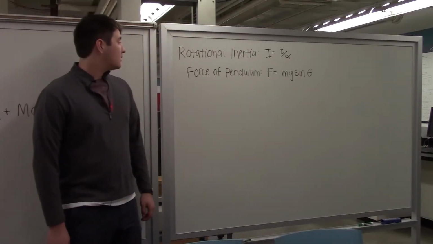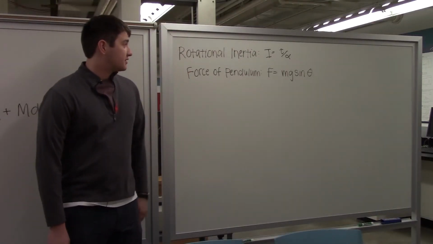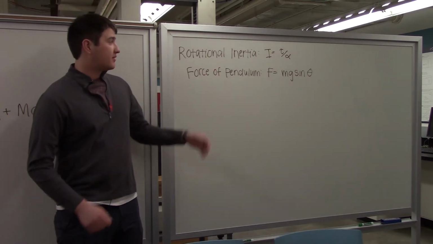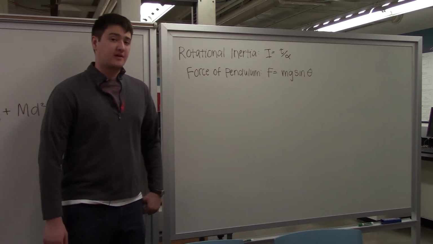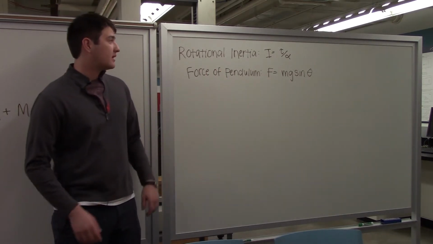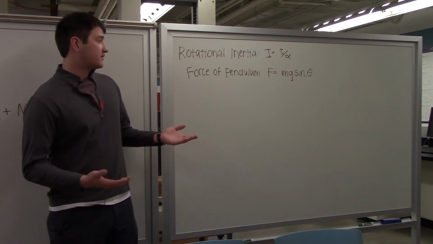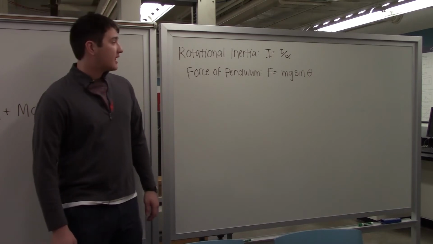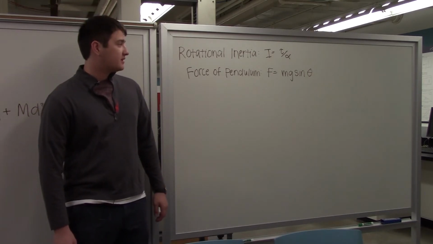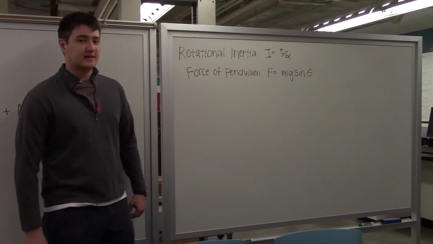squared. You'll also need the rotational inertia equation, that is, moment of inertia is equal to tau over alpha, where tau is torque and alpha is the angular acceleration. You'll also be measuring the force of the pendulum, which is equal to mass times the acceleration due to gravity times sine theta, where theta is the angle of oscillation.